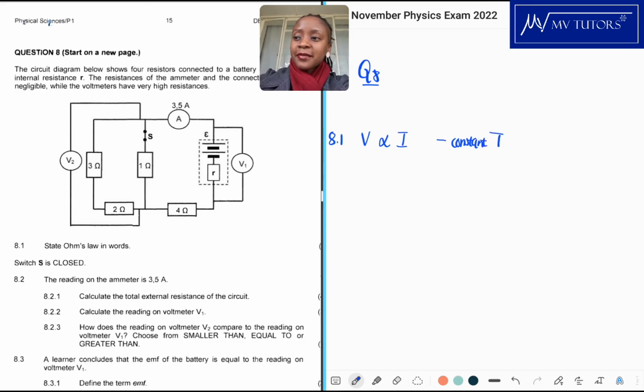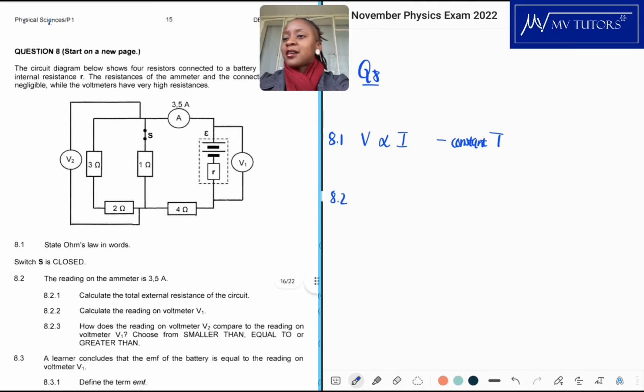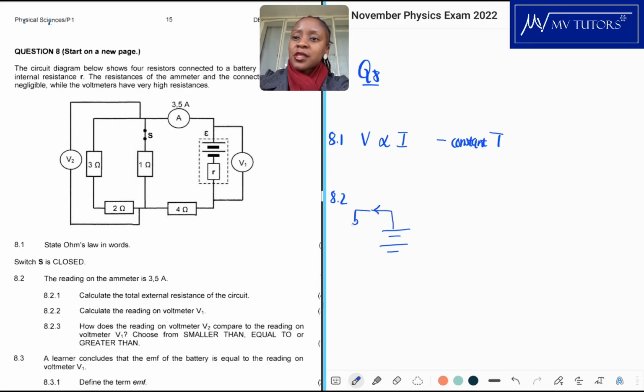Very important. Now they tell us that switch S is closed and the reading on the ammeter is 3.5 amperes. Remember, when the switch is open, there's no current. Well, actually it does flow through if we're looking from the positive side, on the E side. You have current coming through, but as soon as it reaches the open circuit, it just stops. Anyway, that's not what we're looking at right now.